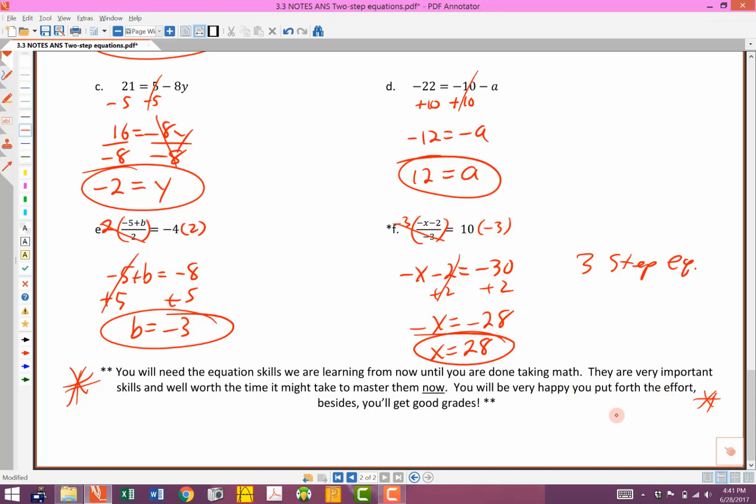And besides that, if you put forth the effort, you're going to get a good grade. So that'll be awesome. All right, good luck with the assignments.